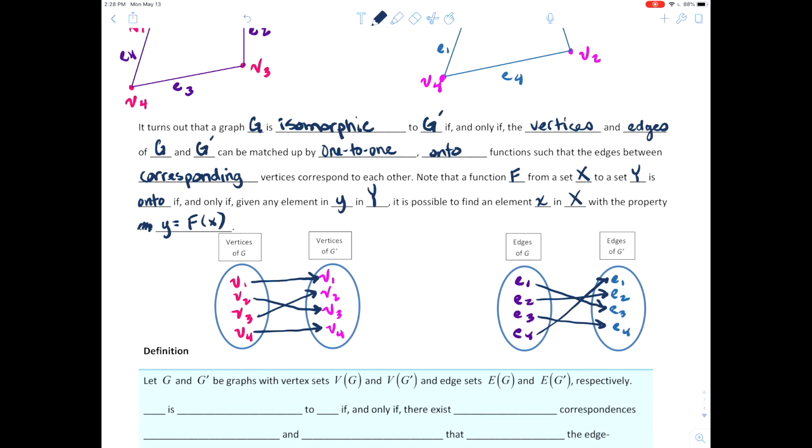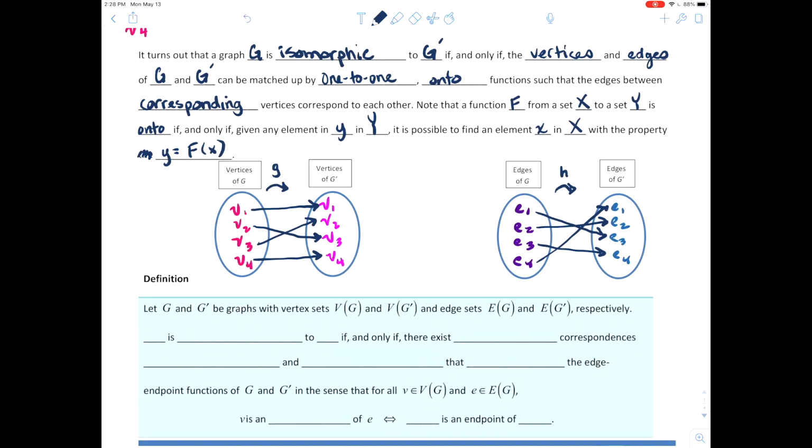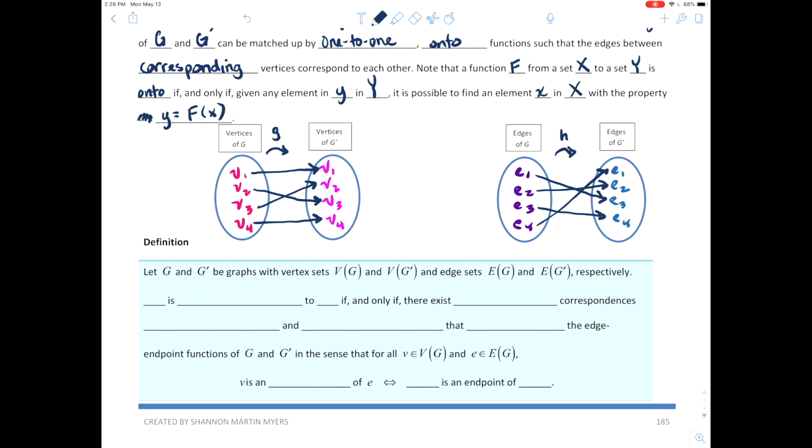Both those correspondences. So here, we could call this one some correspondence G. This could be some correspondence H. And then we get to the actual, official definition. So let G and G prime be graphs with vertex sets V of G and V of G prime and edge sets E of G and E of G prime respectively.